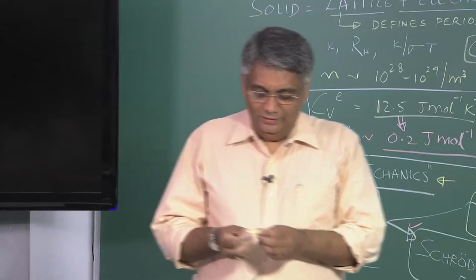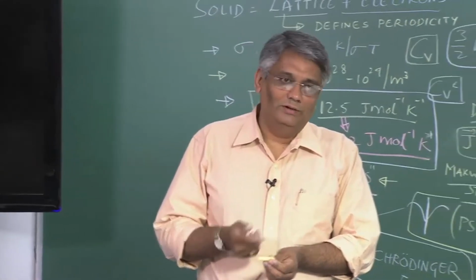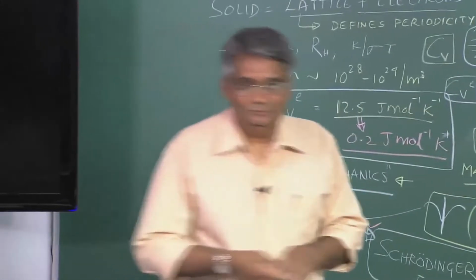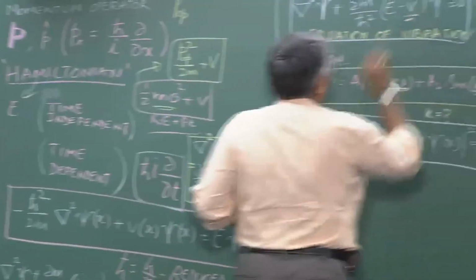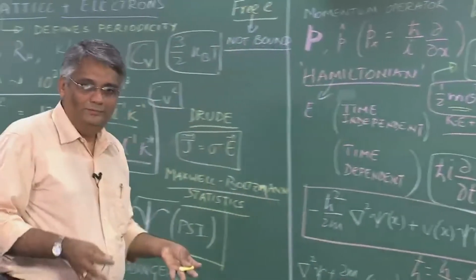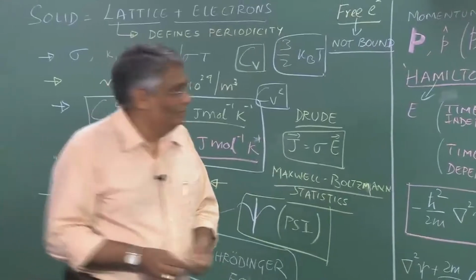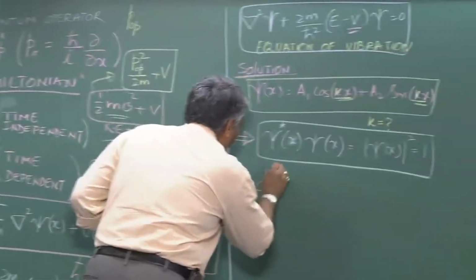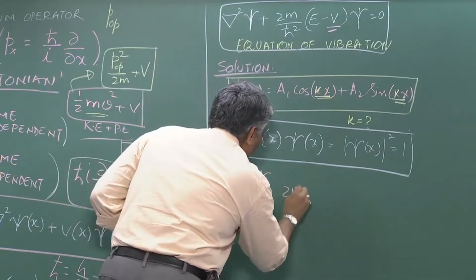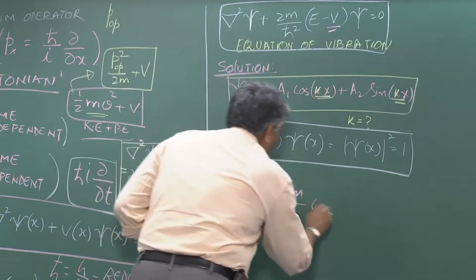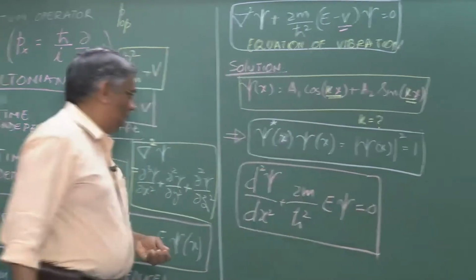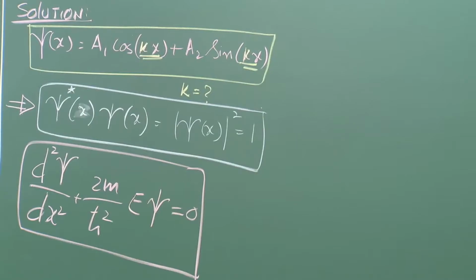It means if I have a solid, if the electron is free to move from one end to the other end, right, your potential energy term should be 0. So we consider a completely free electron which is not bound by anything, it is not bound by any potential. So we get down to the equation now. What is this equation?